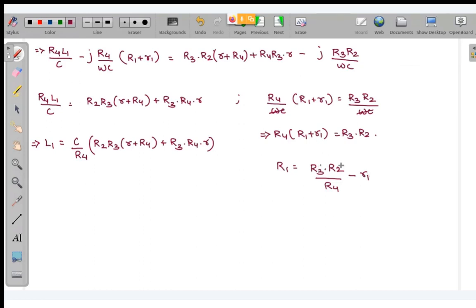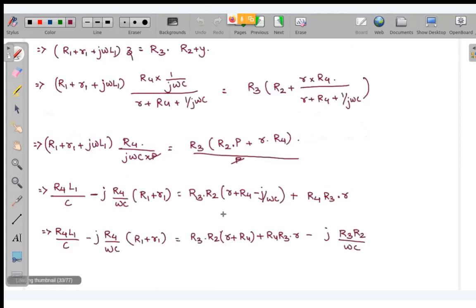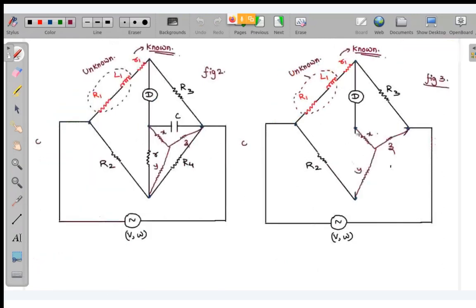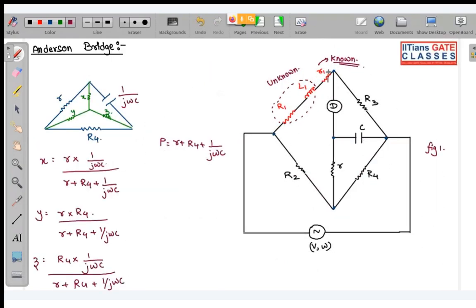See, both of these terms R3 R2 are present in both of them, so I cannot select this. R4 is also present in both of them, but this R1 is specifically present in this one and not present over here, and this C is present in L1. Okay, so basically I can vary C and R1. So usually R1 and C are the variable parameters over here. This R1 is variable and this C is variable. So with the help of these two parameters, we usually balance the bridge or converge the bridge.